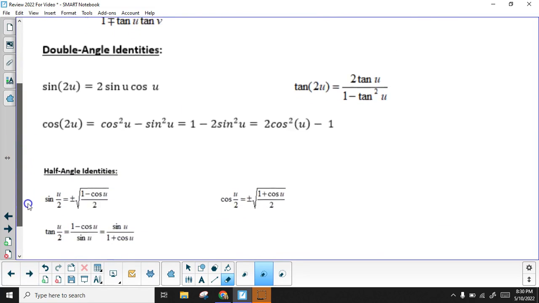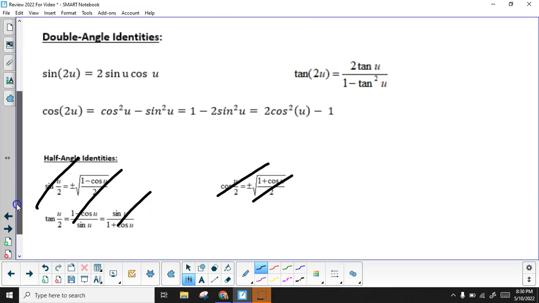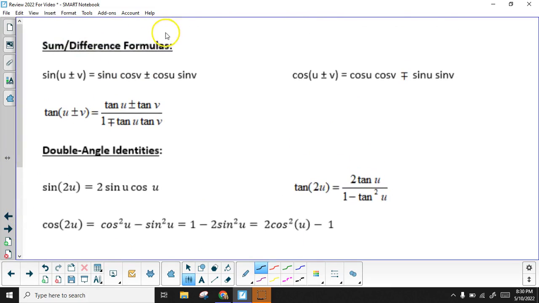If you use the formula sheet that I have in class, it's a yellow laminated sheet, there is also a set of half-angle identities. We have not covered that material, so we will not be using any of the half-angle identities formulas. We will only be using the sum and difference formulas and the double angle identities. We have worked with all of those formulas so far.